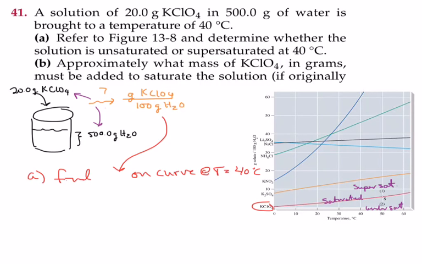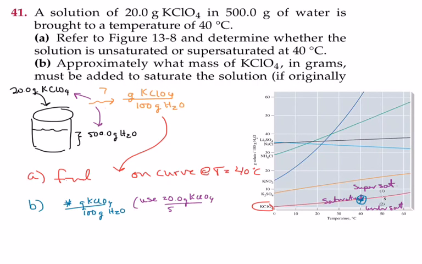100 grams of water, are you above the line? Are you below the line? Are you right on the line? Are you undersaturated? Are you supersaturated? Are you right at saturation? It doesn't say are you right at saturation. But B kind of implies you're undersaturated. Because B, the follow-up question, says, if you are unsaturated, how much KClO4 do you need to add to get right to saturation? So it's kind of a follow-up question. To me, that says A is probably undersaturated. But you need to prove that to yourselves.